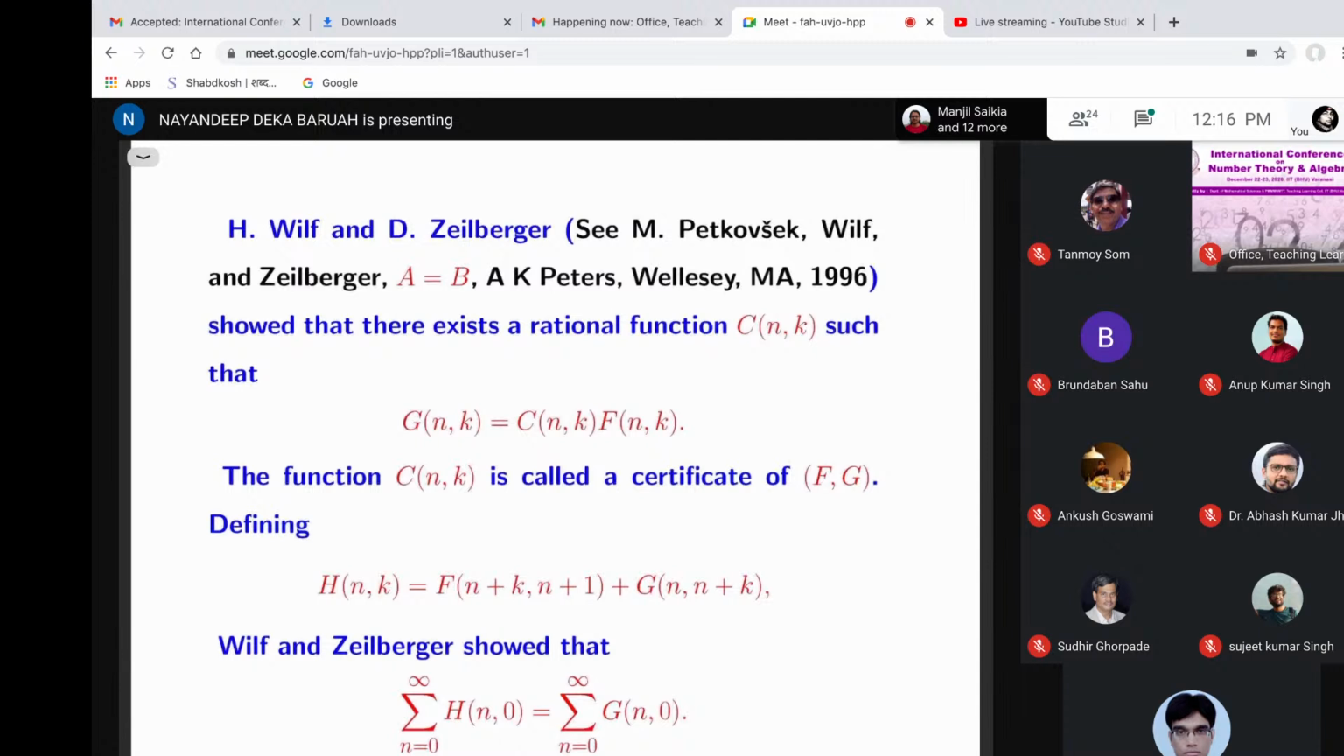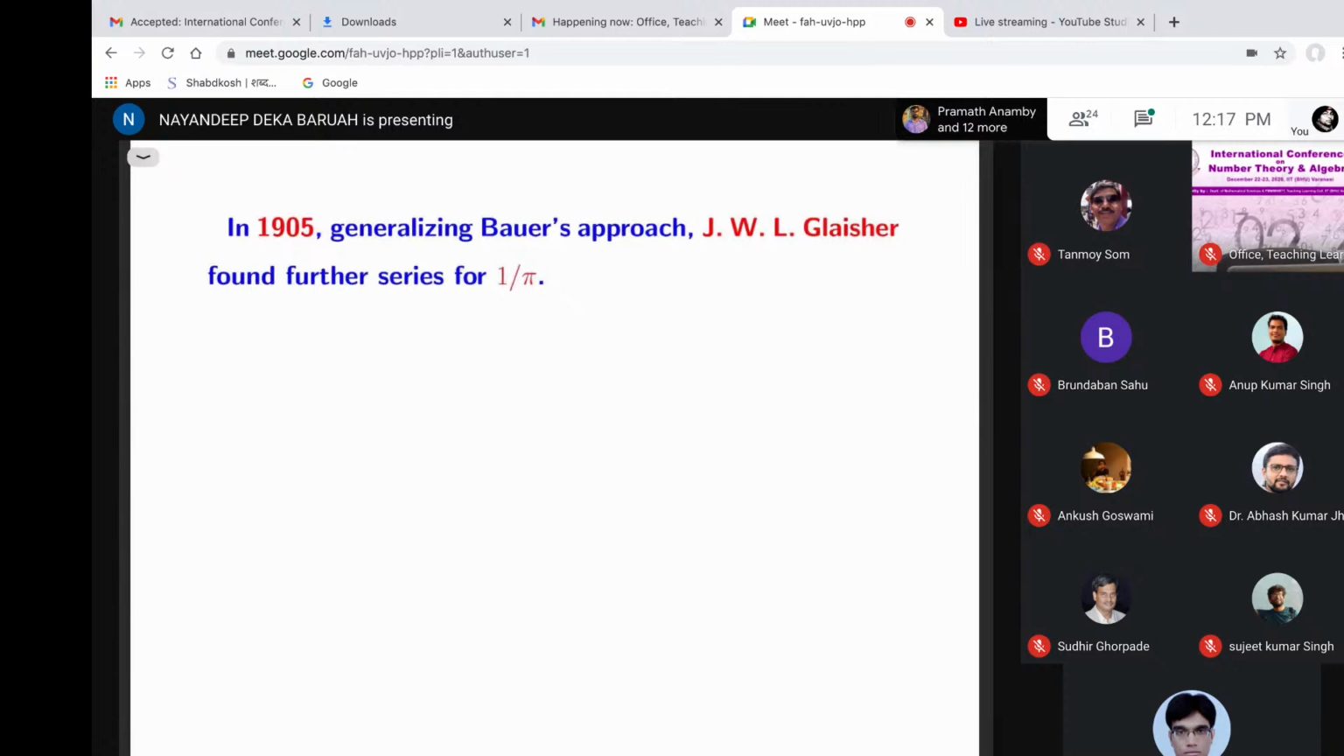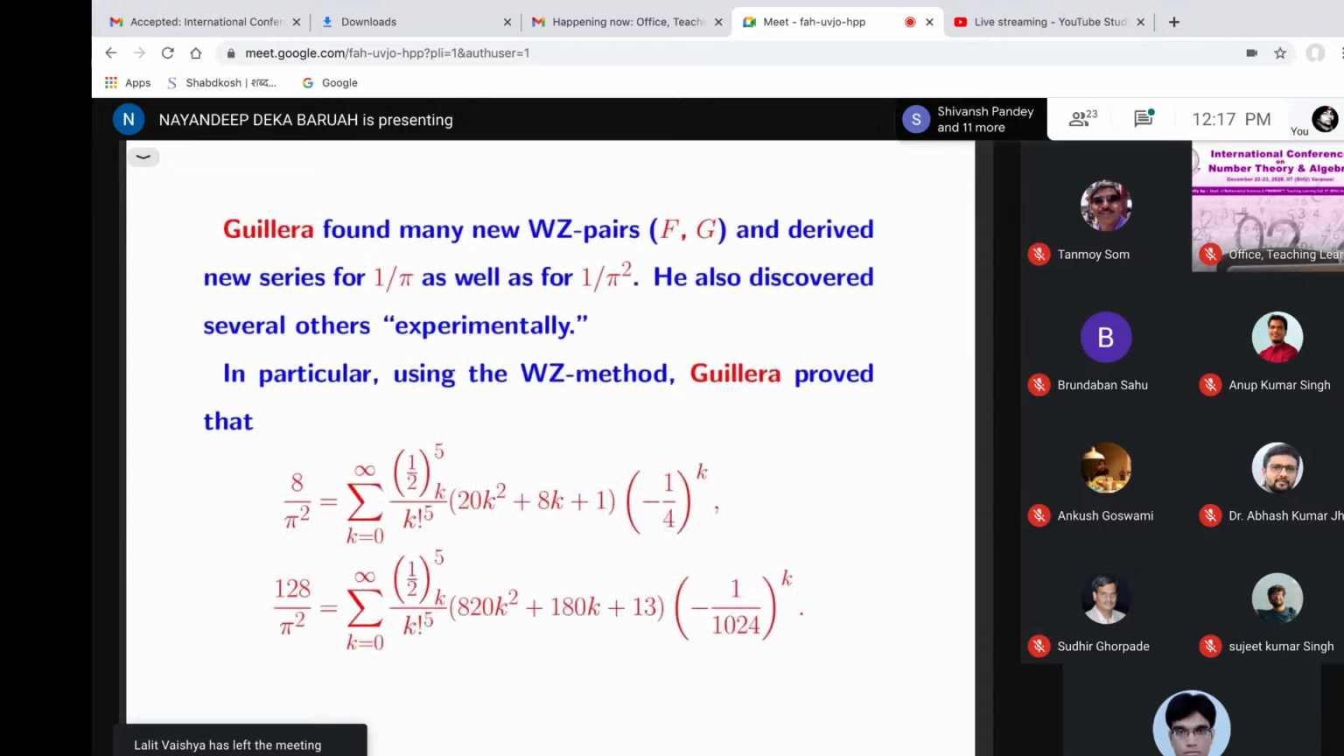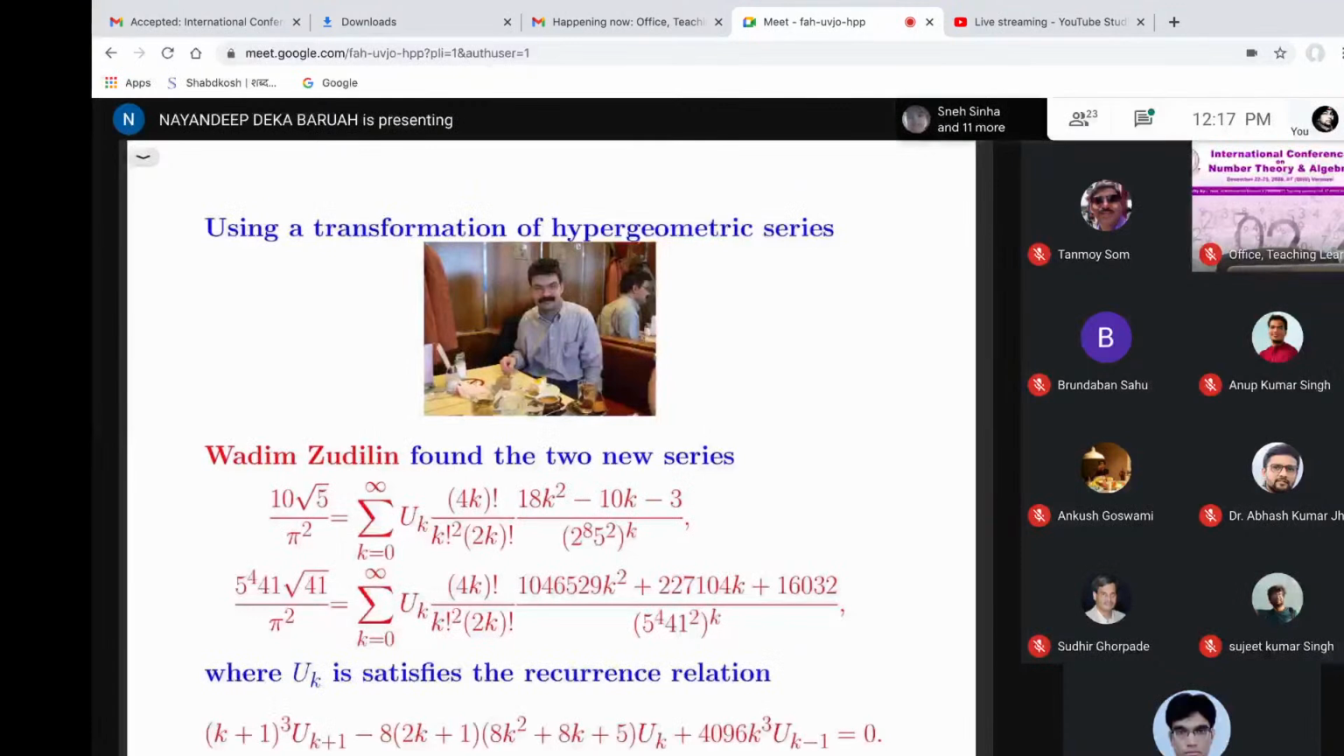And in 1905, generalizing Bauer's approach, Glaisher also found further series for 1 over pi. And Guillera found many new WZ pairs, and he found many other series for 1 over pi squared. And similarly, Wadim Zudilin also found many new series for 1 over pi and 1 over pi squared. Another development was in 1997, when Van Hamme observed that several Ramanujan-like series for 1 over pi admit very nice conjectural p-adic analogs. He conjectured 13 series, and out of these 13, he was able to prove 3 of them.